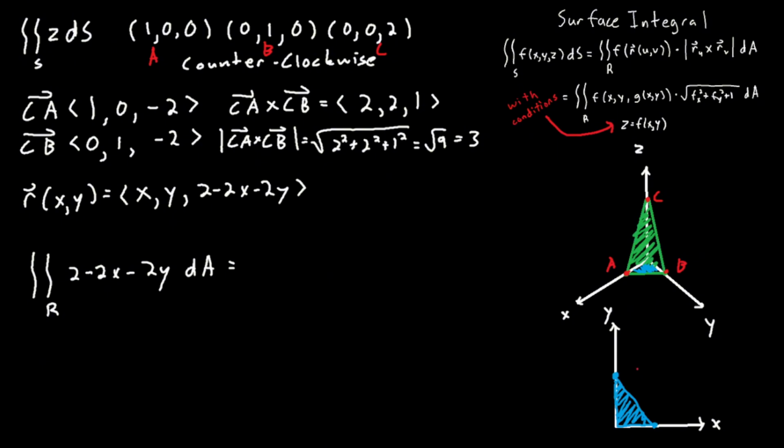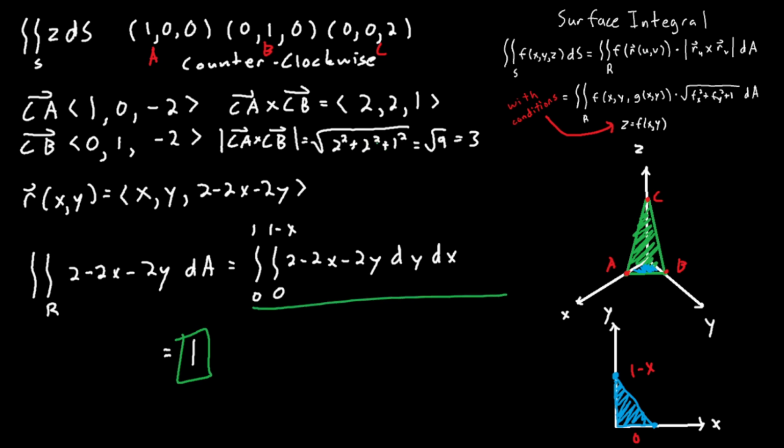So what are the formulas here? The formula for this straight line going down is just 1 minus x, and it's bounded below by y equals 0. So let's write this: 2 minus 2x minus 2y, dy dx. Your bounds for y are 0 and 1 minus x, and your bounds for x are just 0 and 1. I'm not going to evaluate this entire integral, but in the end you just get the answer 1.